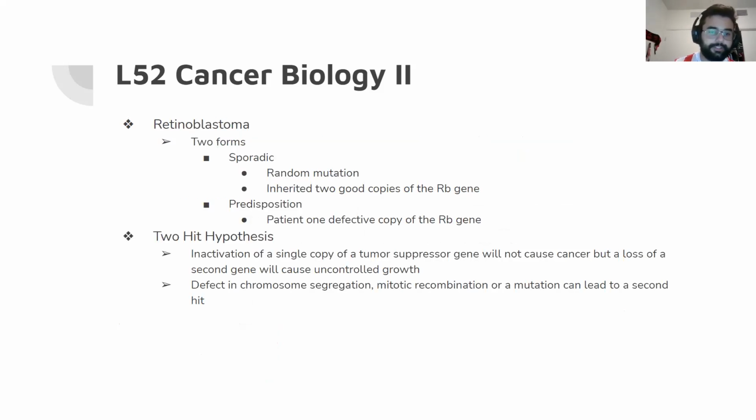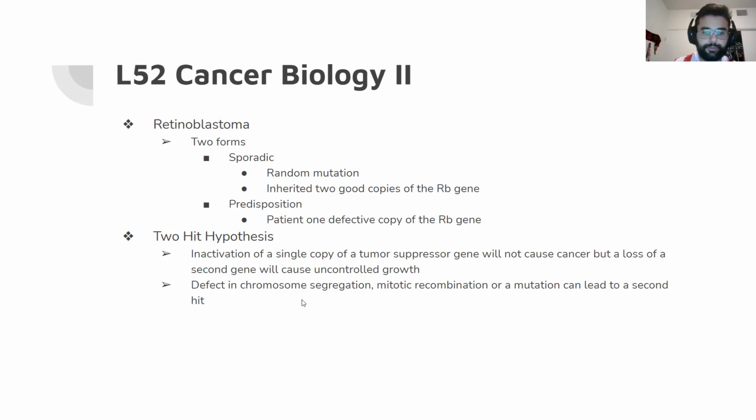For retinoblastoma, there are two forms. There's the sporadic form with just random mutation, where you inherit two good copies of the RB gene and it was just a random event that you got cancer in your eye. Or there's a predisposition, where the patient already has one defective copy of the RB gene. Looking at retinoblastoma and our pedigree, we hypothesize a two-hit hypothesis. Inactivation of one single copy of a tumor suppressor gene will not cause cancer, but loss of a second one will. So we need two defective tumor suppressor genes to cause cancer.